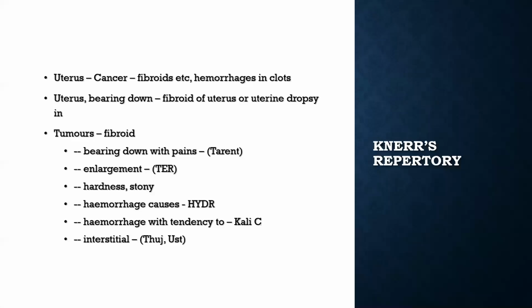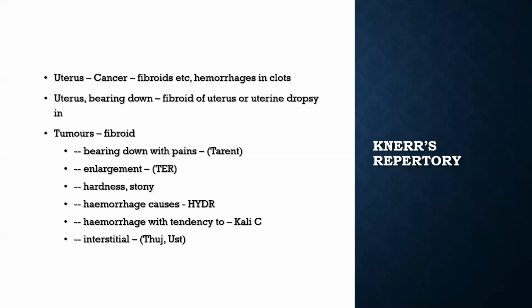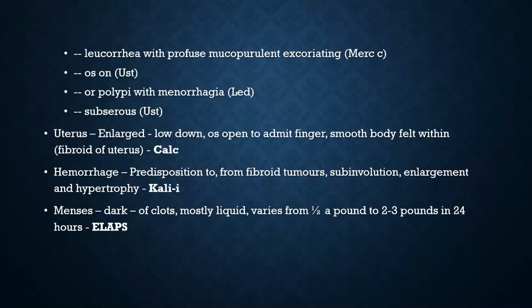Then interstitial fibroids, we already know the classification, submucous and all that, right? Interstitial tumors are there. So leukorrhea with profuse mucopurulent excoriating, that is under tumors fibroid. Again, the sub-rubric is leukorrhea with profuse mucopurulent excoriating discharge. Then, if it is a fibroid on the os, we have polypi with menorrhagia, subserous fibroids. So the fibroids with the remedies are being given in Nash repertory.